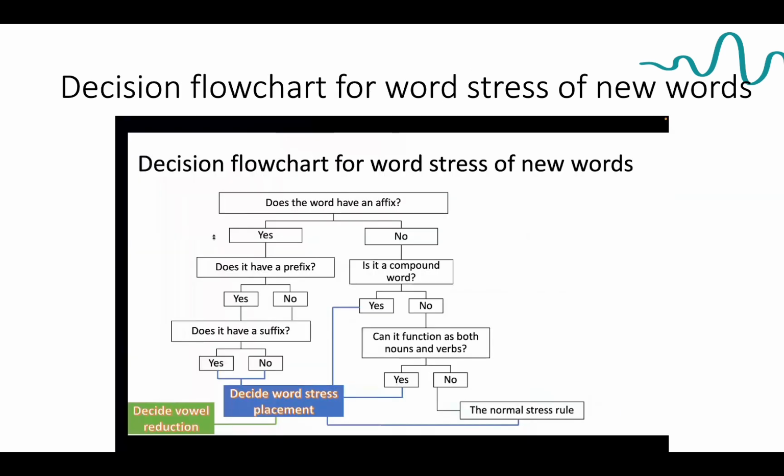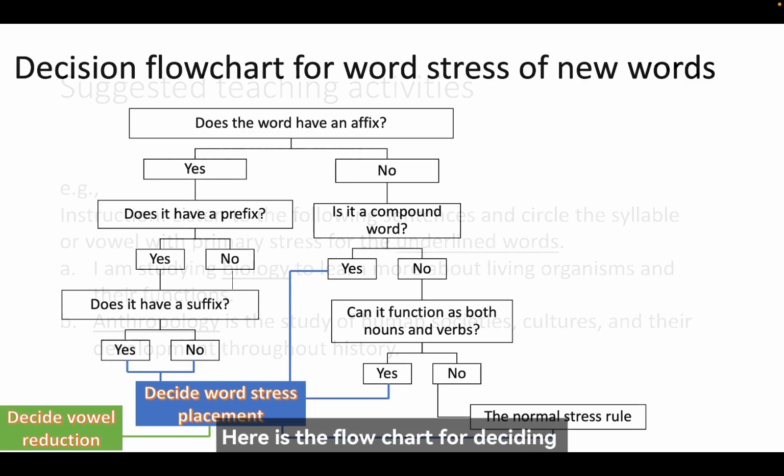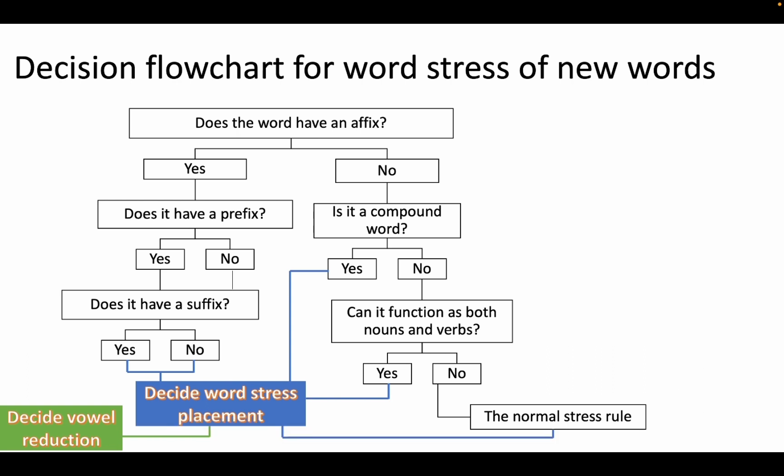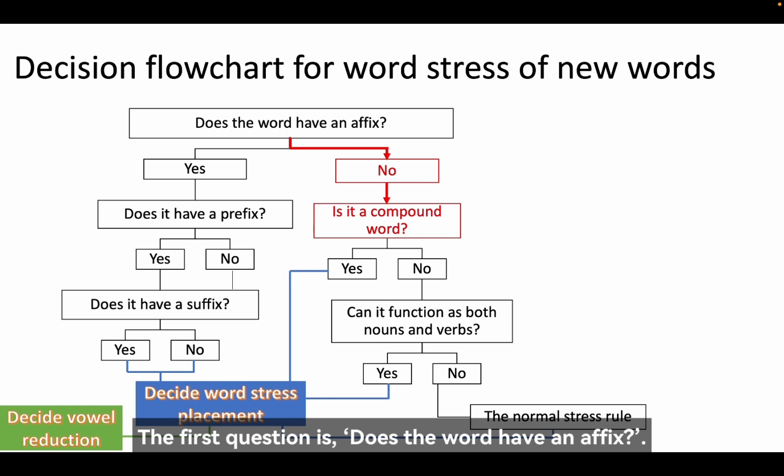With all the rules I just introduced, we can embed them into a decision flowchart to determine the location of primary stress for an English word, especially a newly learned word. Let's explore it by watching this video. Here is the flowchart for deciding the primary stress for an English word, especially for newly learned words. We will ask ourselves several questions and apply the rules introduced earlier to decide on word stress placement and vowel reduction. The first question is, does the word have an affix?